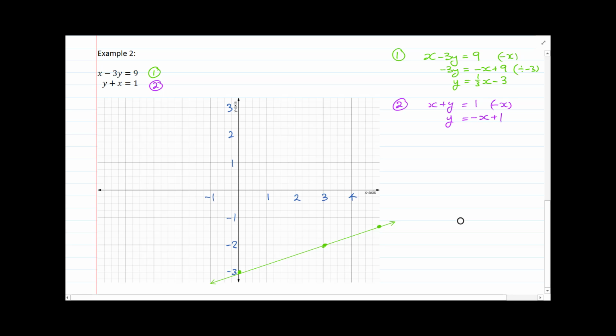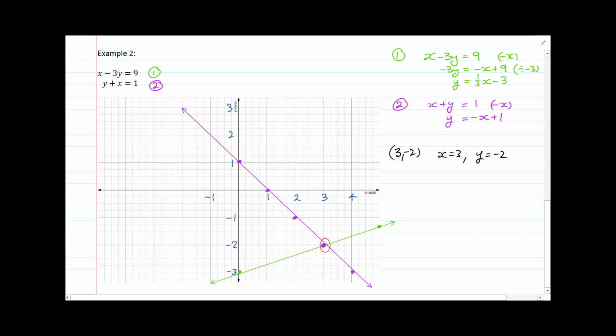And then our second function, in purple, has a y-intercept of 1, but a gradient of negative 1. So I go along 1 and down 1. Along 1, down 1, so on and so forth. And again, I can sketch this function by connecting the dots. There's my purple function. And in red, I'll show you where these two meet. Right there. And that point, my graph's a little bit inaccurate, but that point is 3, negative 2, which means that x equals 3 and y equals negative 2.